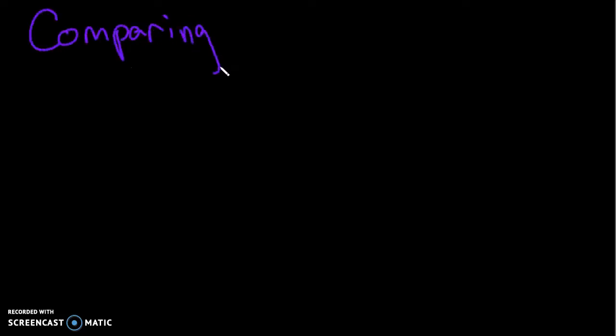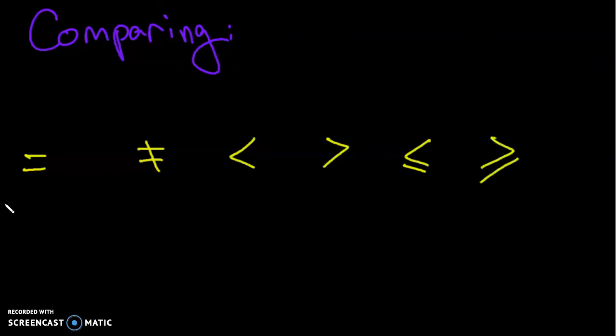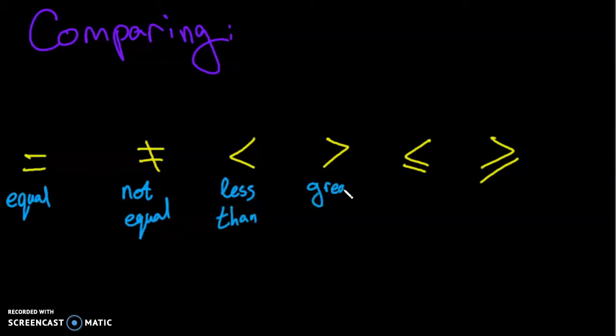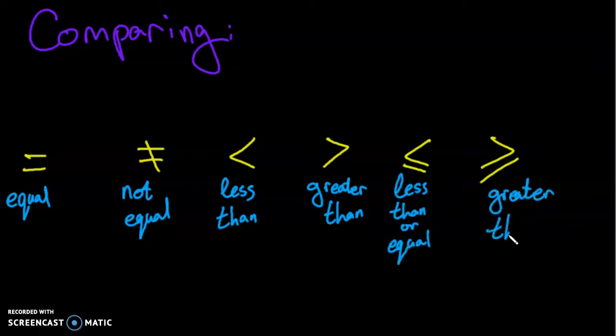Today we're going to be comparing numbers. So we have a couple of signs for comparing two numbers. Both numbers can be either equal or not equal. One number might be less than the other number, or maybe one number can be greater than another number. A number can also be less than or equal to a number, or a number can also be greater than or equal to another number. We're going to be talking about each one separately.